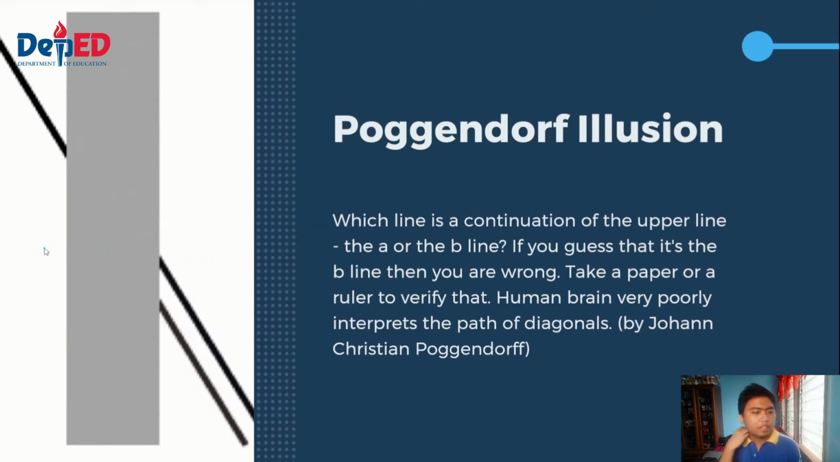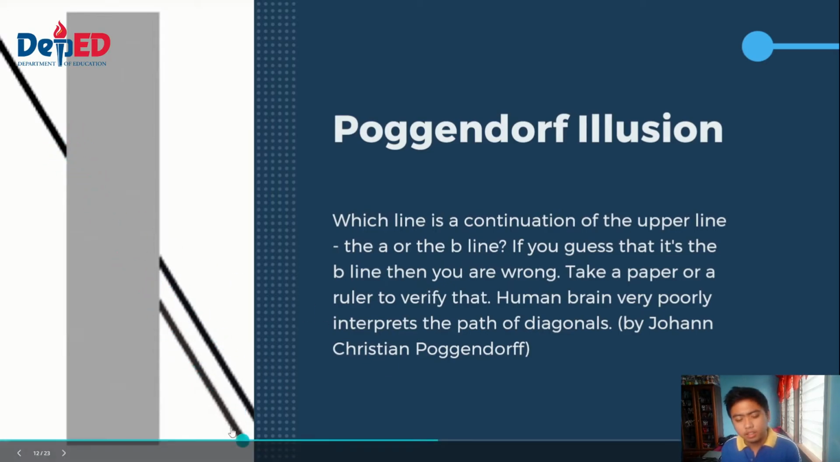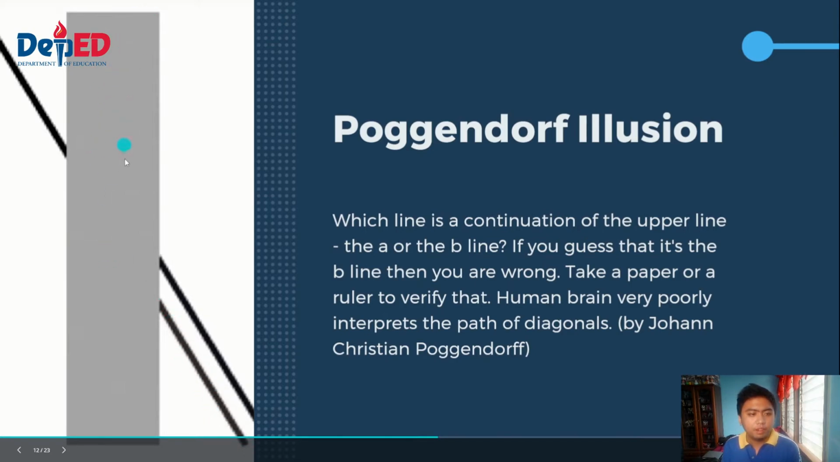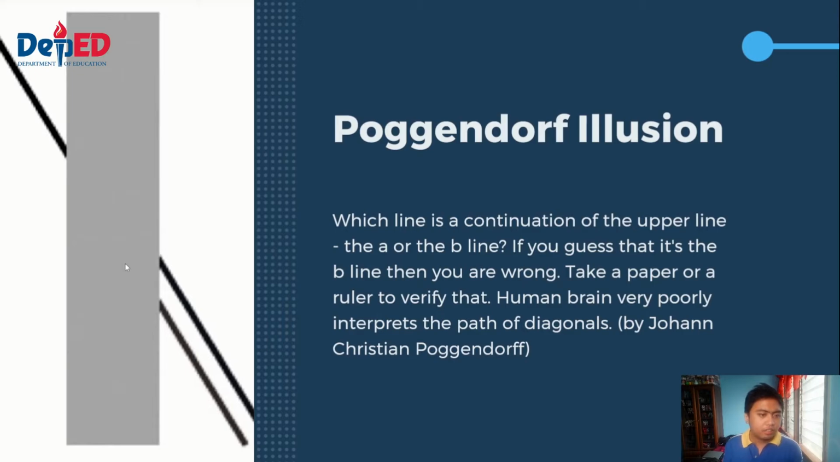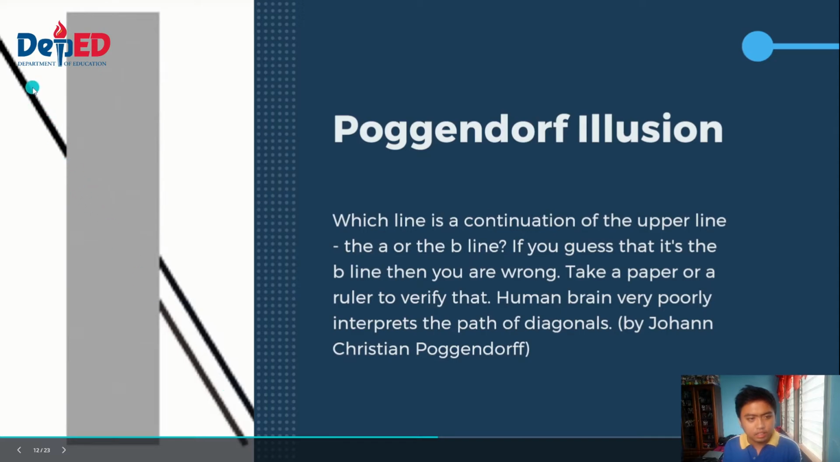Poggendorff illusion. So basically, if you look at this image, I will ask you where's the extension of the line, not this one, but rather here, on the lower part. Because in Poggendorff illusion, the human brain very poorly interprets the path of diagonals. So we think it's this line, but in reality, it's on the opposite one. Because of this block over here, your brain is interpreting that it goes straight, so it means it will continue here. But in reality, it's not.